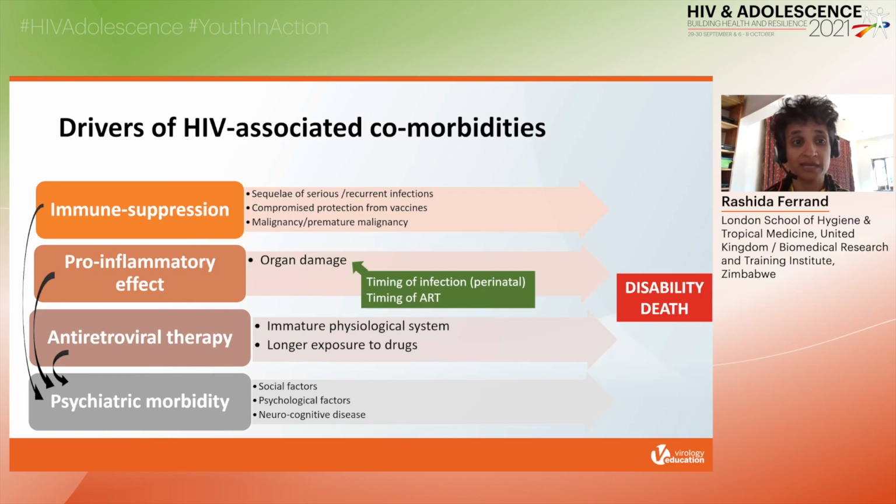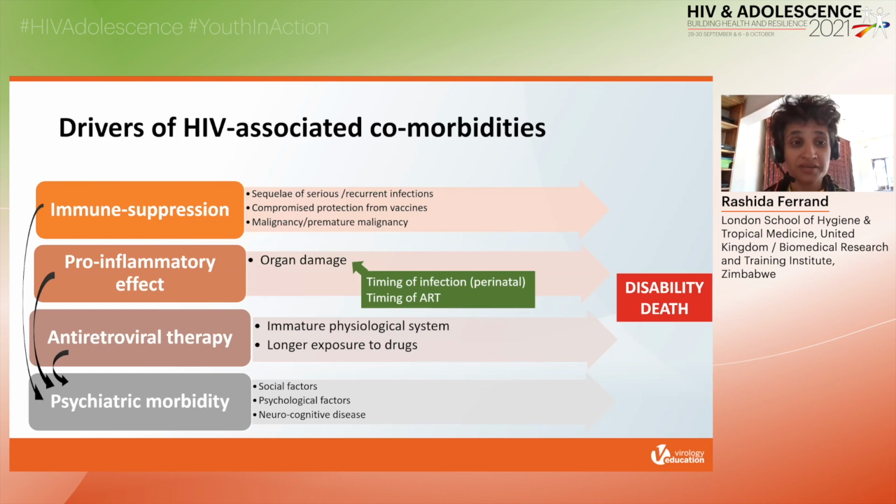A second important aspect is the pro-inflammatory effect of HIV. So despite antiretroviral therapy, which suppresses viral multiplication and allows the immune system to restore, we also know that HIV has an effect on immune activation, systemic immune activation, which is reduced by antiretroviral therapy, but not completely suppressed. And this is particularly affected by the timing of infection and timing of antiretroviral therapy, and can lead to multiple organ complications.